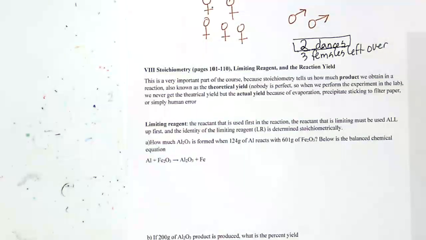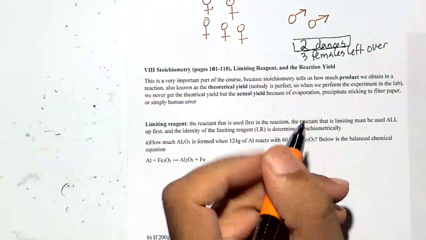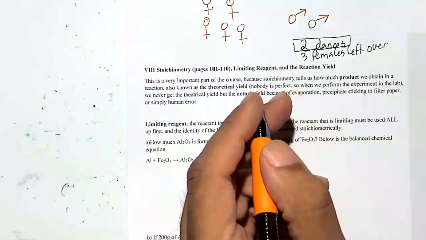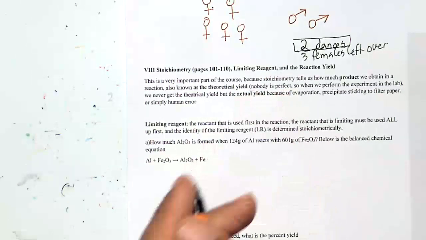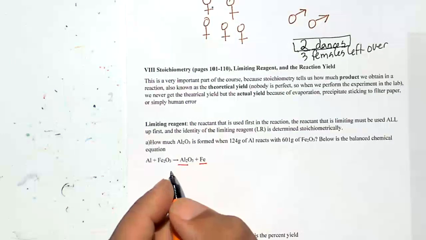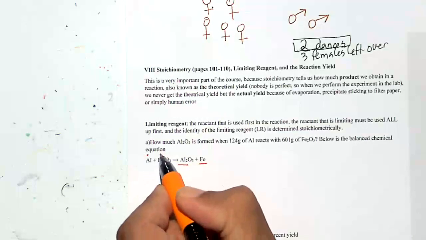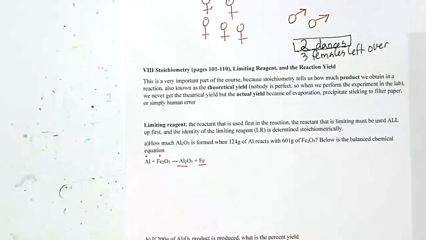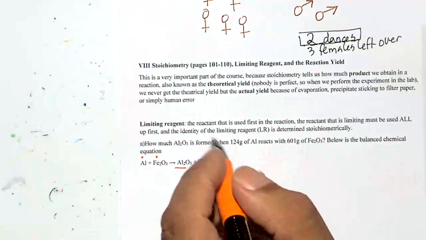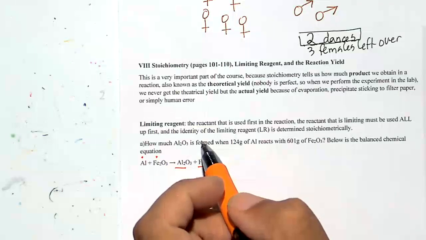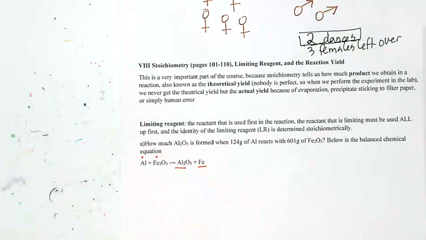And another thing I need to tell you guys, a limiting reactant is a reactant. It's not a product. So when they say identify a limiting reactant, are you going to identify a product? You will identify a reactant. It's either this reactant or this reactant. It's the reactant that gets used up, and it sets the limit.